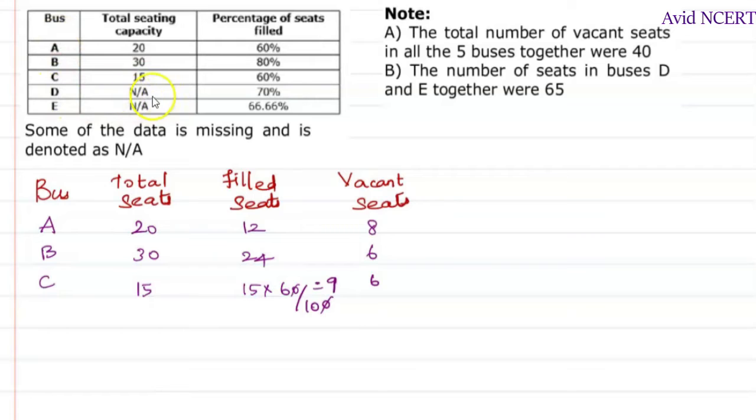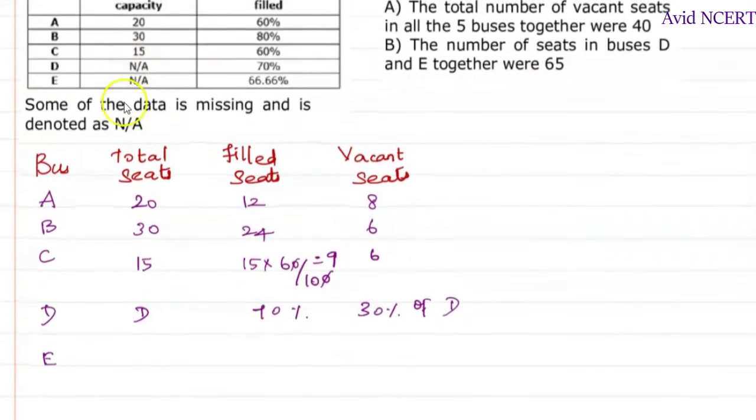For bus D, the total seating capacity is not available, so you can take it as X or D, anything. And the percentage of seats filled here is 70%, which means the remaining 30% of the total seats D is vacant. And for bus E, again the total seating capacity is not available, so I'm taking it as E. You can take it as X, Y, anything is fine. 66% is filled, which can be rounded off to 67%, and the vacant seats will be the remaining 33%, which is 100 minus 67 is 33% of seats, which is E.